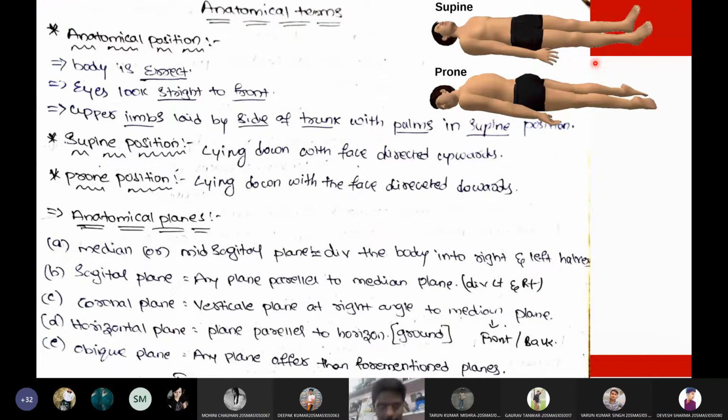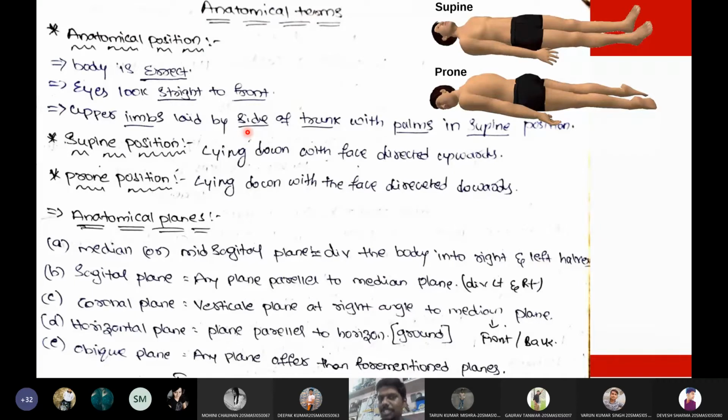Anatomical terms. So first one is anatomical position. Very simple. Body is erect. I was given very straight bullet points here. So if you are standing still on a floor, that is called the erect position. So the body is always erect, and eyes look straight to the front, and upper limbs lie by the side of the trunk with palms in supine position. These are basics. So upper limbs will always be present on the side of the trunk.